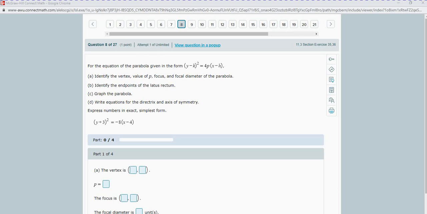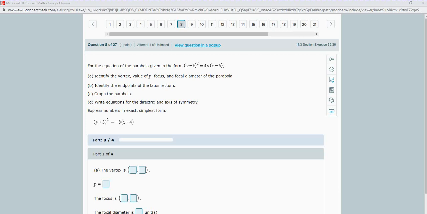So we have an equation representing a parabola given in the standard parabolic form. First, we want to identify the vertex, the value of p, which is a key value indicating the size and the shape of the parabola. We want to identify the focus and also the focal diameter of the parabola. We want to identify the endpoints of the latus rectum. Above and beyond the vertex, the endpoints of the latus rectum will be the other key points that we graph on this particular graph.